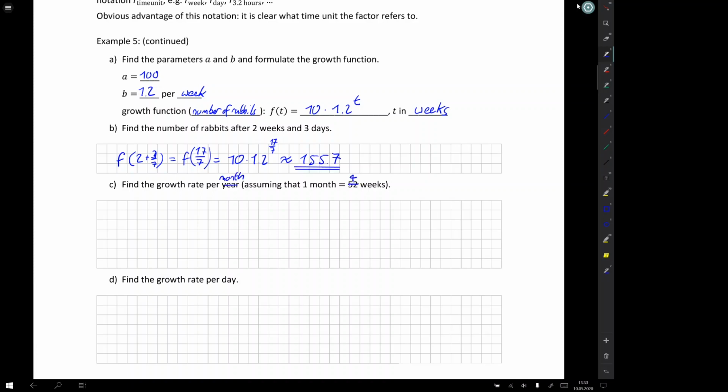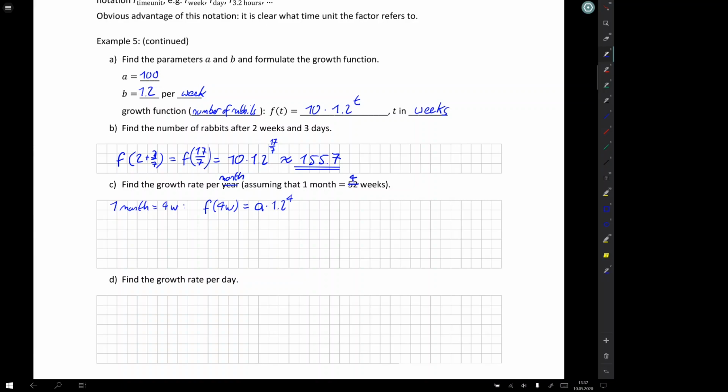Now let us find the growth rate of the number of rabbits per month. And we assume for simplicity that 1 month is just 4 weeks. So we look at the amount of rabbits after 1 month, which means after 4 weeks. And this is 100 times 1.2 to the power of 4. And let me just write, instead of the 100, just a, the starting amount, times 1.2 to the power of 4. You'll see in a moment why I like to write it in that way.